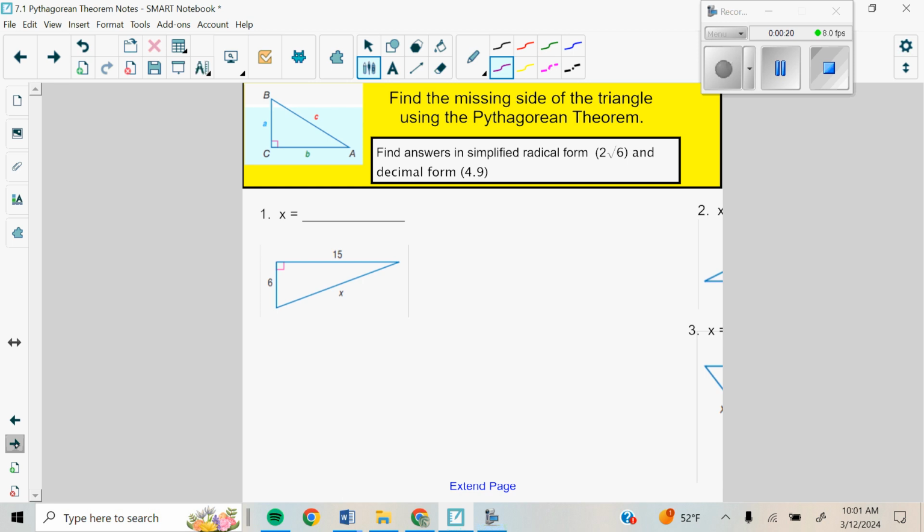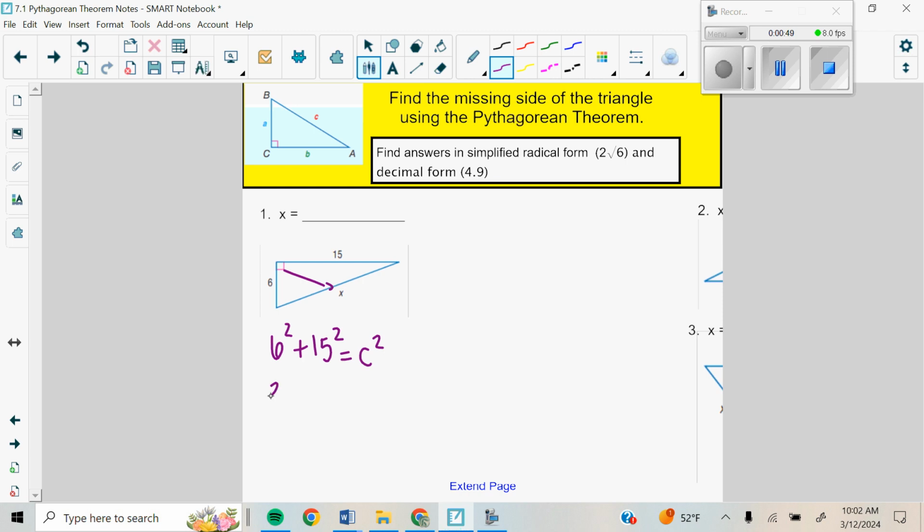We're going to find our answers in simplified radical form, and we're going to do them in decimal form just so that we're prepared for whatever we're asked of us later in this unit or the rest of this year. So let's go ahead and just review that the hypotenuse is the one that's across from our 90-degree angle. So in this example, we're going to be looking for that hypotenuse. So 6 squared plus 15 squared equals c squared.